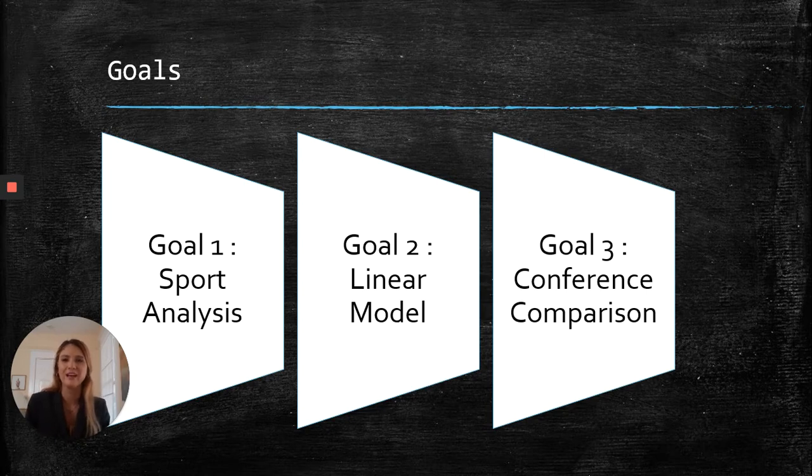So for this analysis, I had 3 goals. There was a lot I could do with this data set, so I wanted to narrow it down. The first goal is I wanted to compare academic scores by sport. The second one is creating a linear model with my response variable being the APR score, and trying to find which variable is the best predictor of this score. Lastly, we wanted to look at the difference between conferences and if any one conference is scoring significantly better than another one.